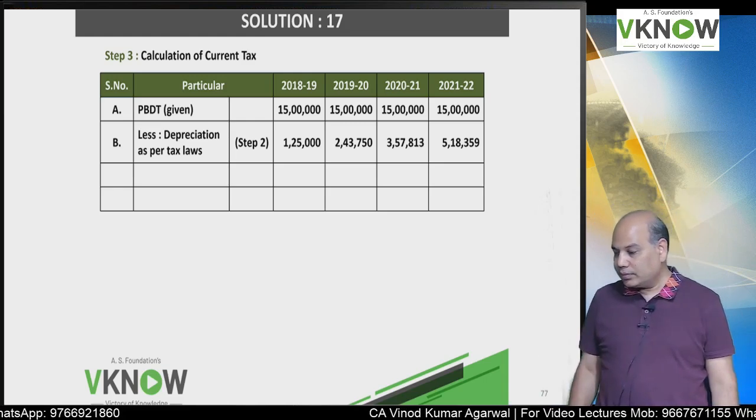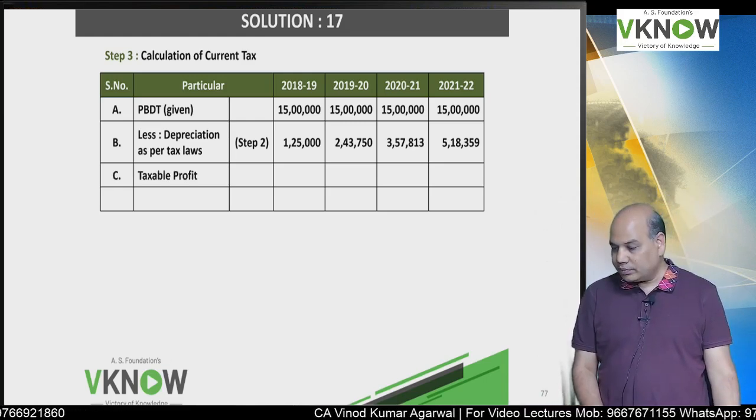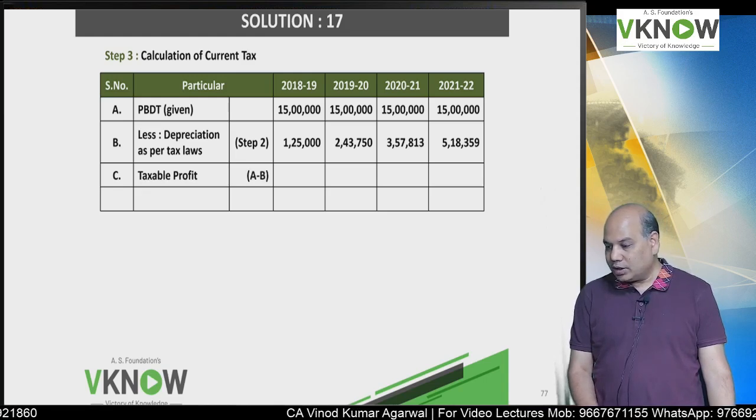Is it there? Very good. Now write down taxable income. A minus B.